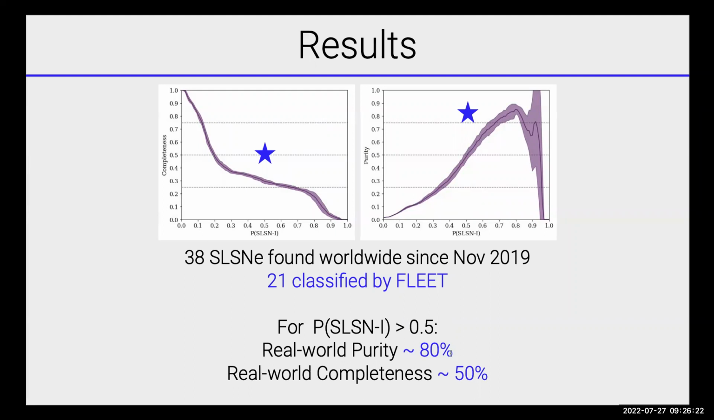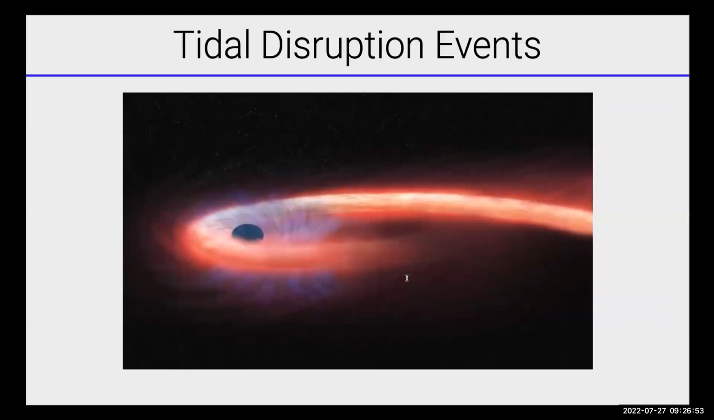And the completeness, you can see this as an upper limit because this completeness is the number of superluminous supernovae found by Fleet divided by the number of superluminous supernovae found by everyone, because we obviously can't know which superluminous supernova we did not discover. So this is an upper limit, but still higher than when we predicted. So I hope I convinced you that Fleet works, that the algorithm is helping us to discover superluminous supernovae more efficiently, and that this can be applied to other types of transients, which is where tidal disruption events come in.